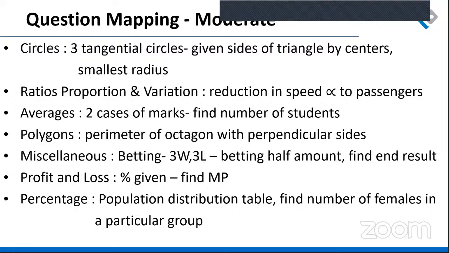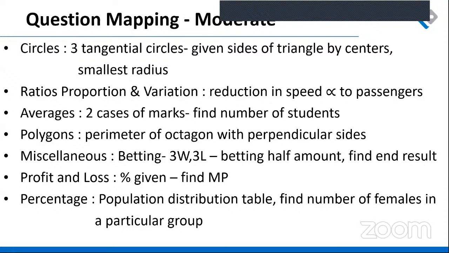There was a question on variation. Usually call it ratio proportion variation. Reduction in speed is proportional to the number of passengers in a boat. What is the maximum number of passengers that it can carry? A very standard type of a question. Moderate.